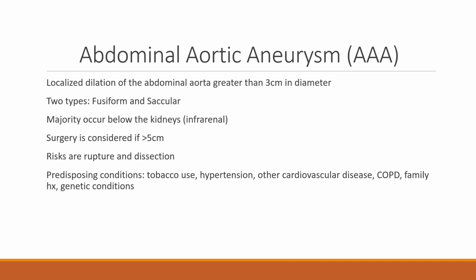And risk factors that will tend to predispose people to abdominal aortic aneurysms include tobacco use, hypertension, genetic conditions, cardiovascular disease, COPD, and family history. It tends to run in families.